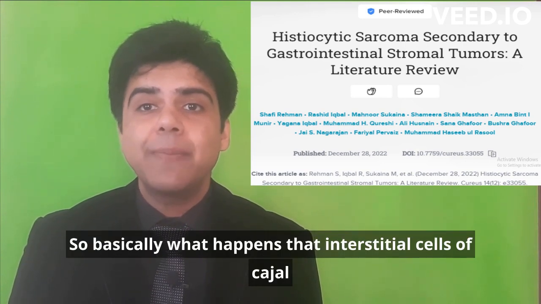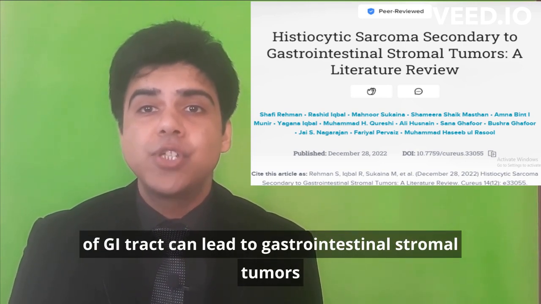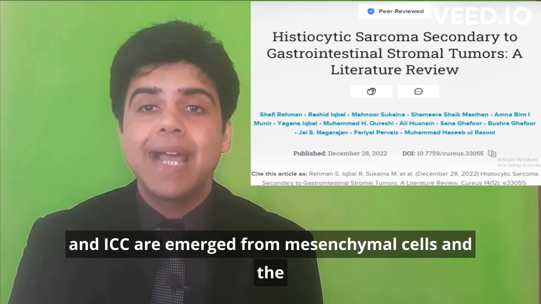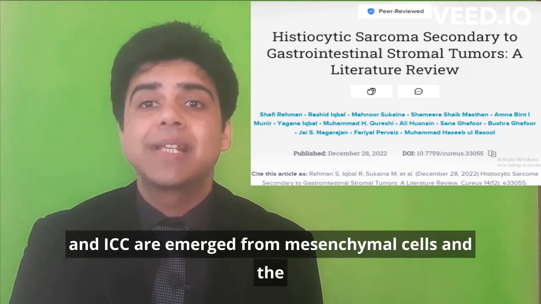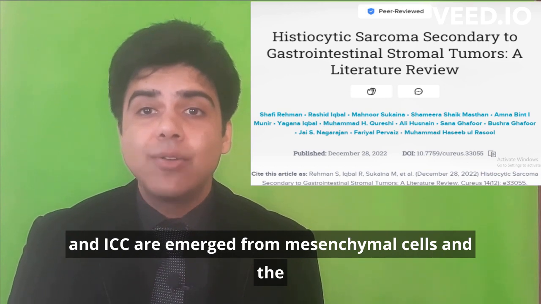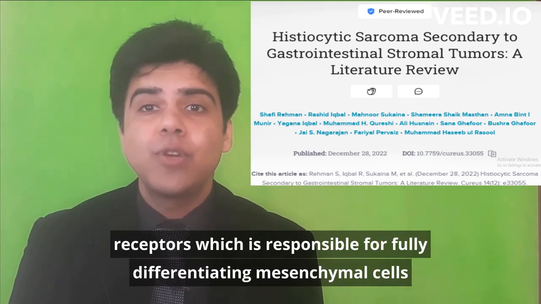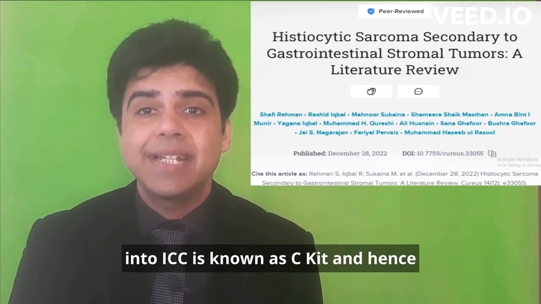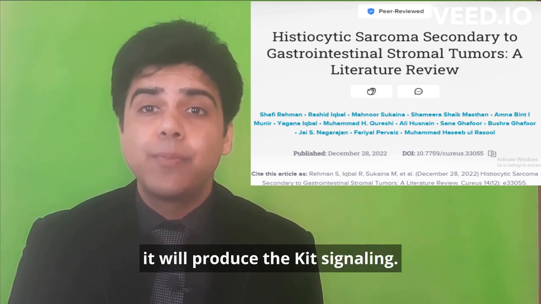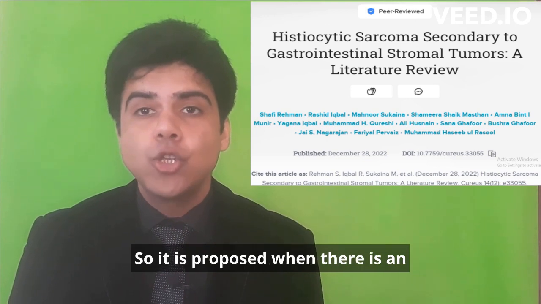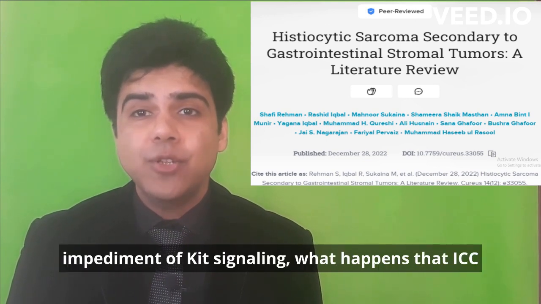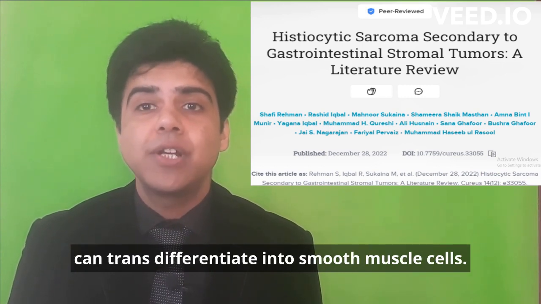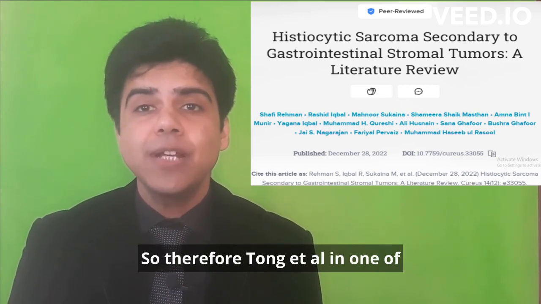Interstitial cells of Cajal of the GI tract can lead to gastrointestinal stromal tumors, and ICC emerge from mesenchymal cells. The receptor responsible for fully differentiating mesenchymal cells into ICC is known as c-KIT, and hence it produces KIT signaling. It is proposed that when there is an impediment of KIT signaling, ICC can transdifferentiate into smooth muscle cells.